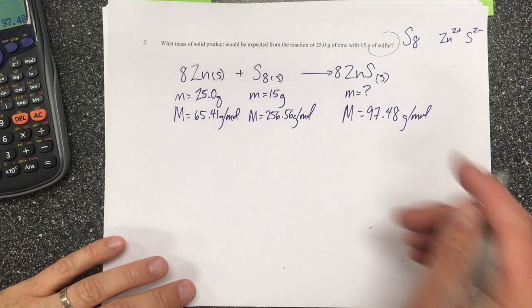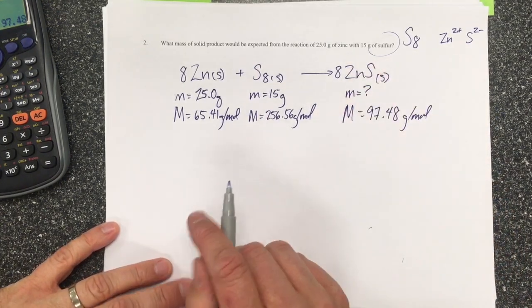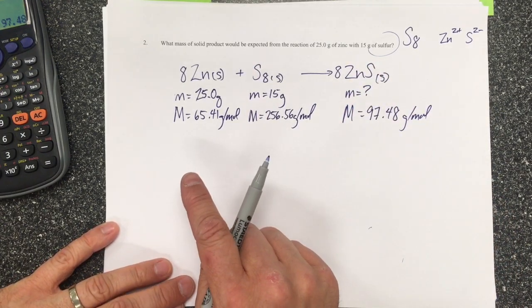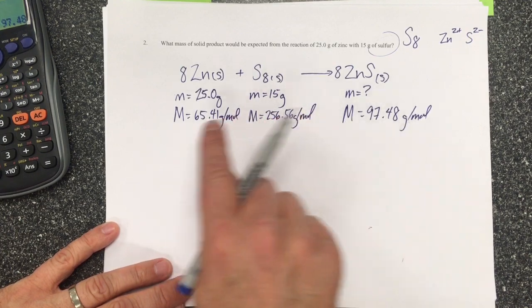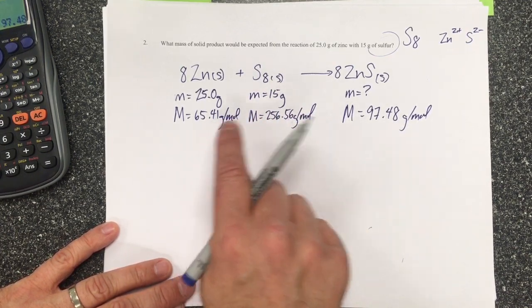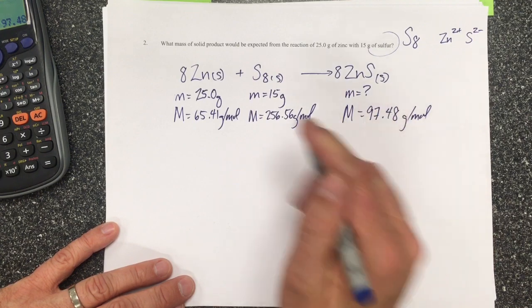Now, to determine the mass of the zinc sulfide, the solid product, I am going to need to find out which one of these chemicals is the limiting reagent. It will make the smaller amount of this.